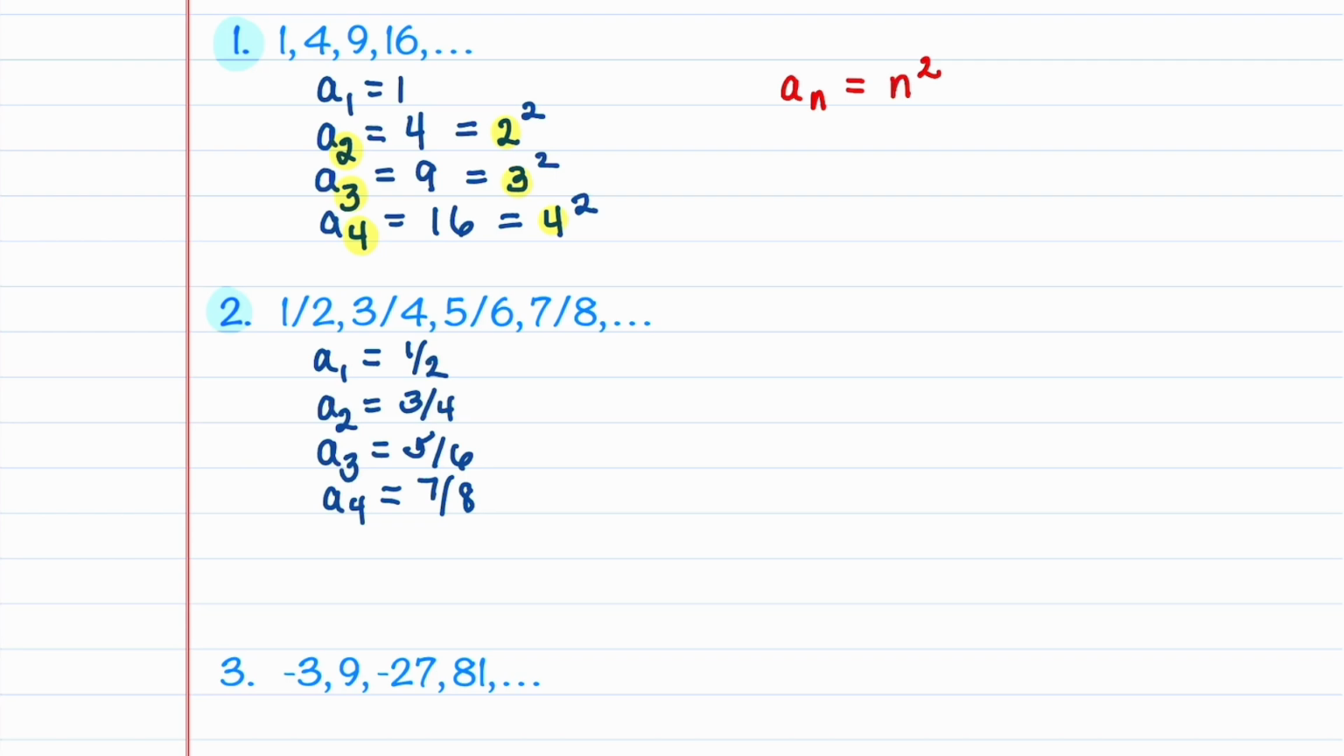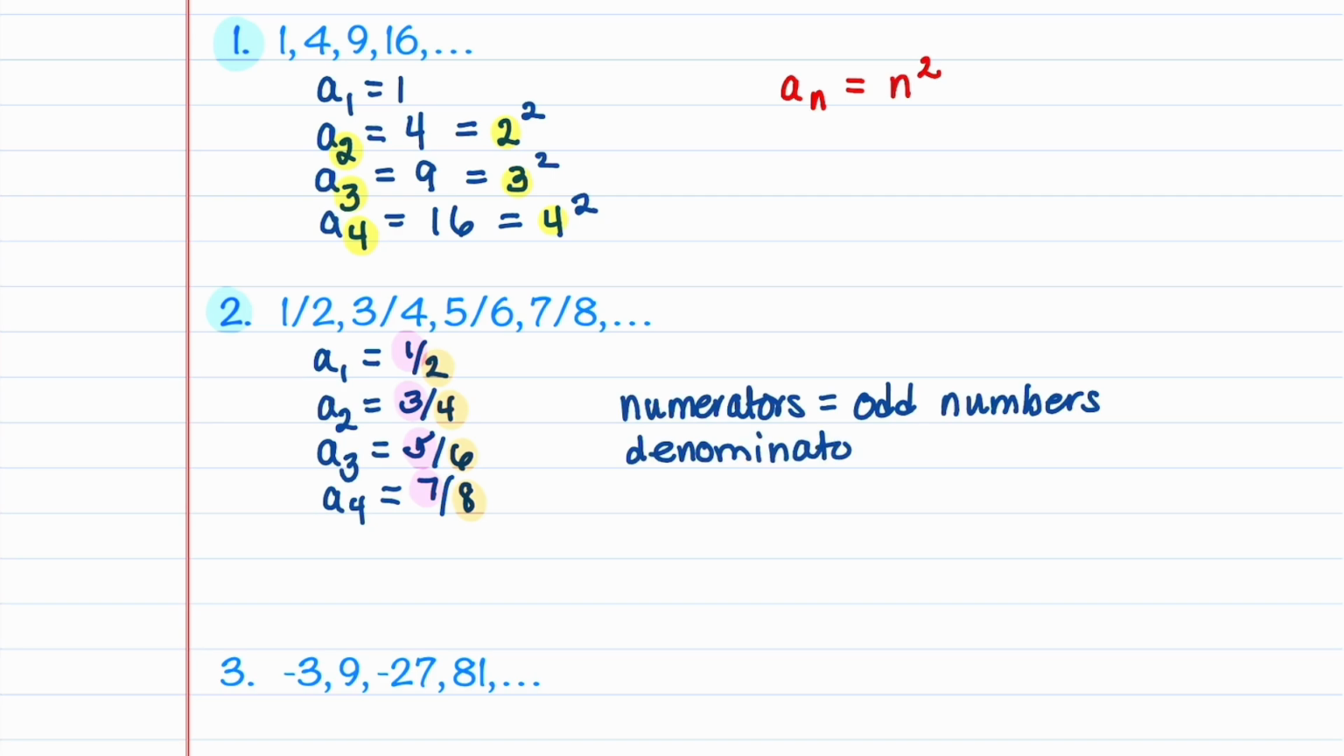Notice that the numerators in our terms are 1, 3, 5, and 7. Those are odd numbers, so I'm going to write down that the numerators are odd numbers. Now let's look at the denominators. They are 2, 4, 6, and 8. So those are even numbers. So let's write down that the denominators are even numbers.